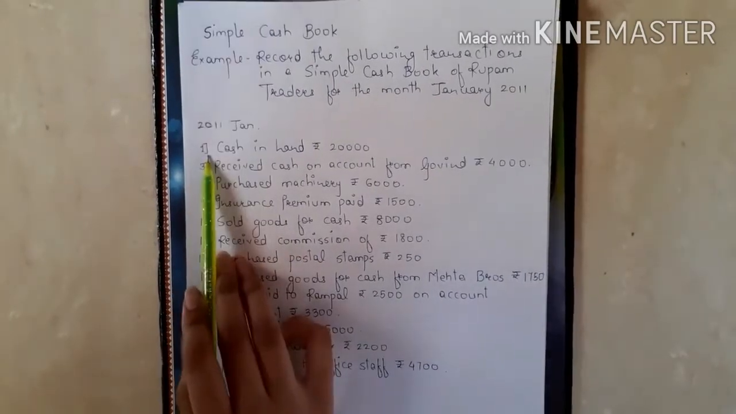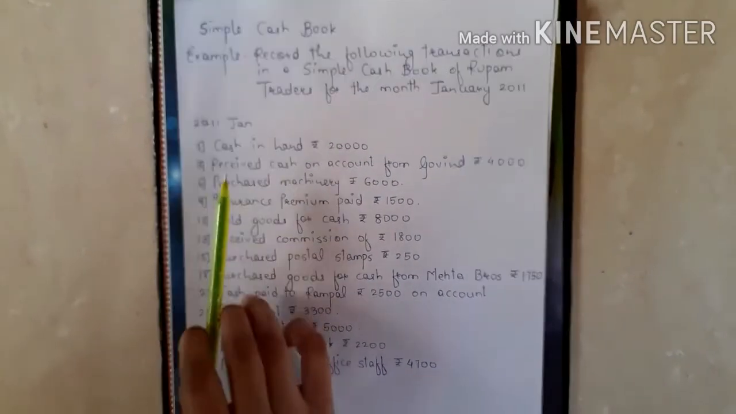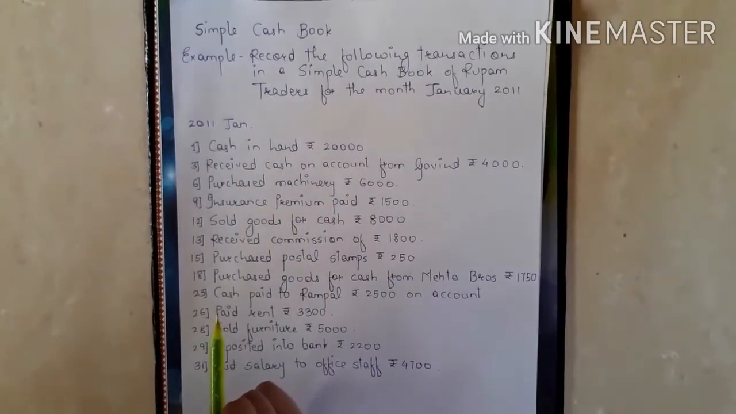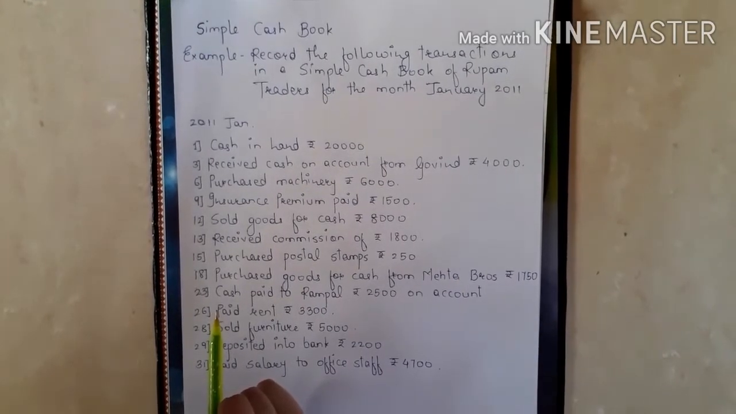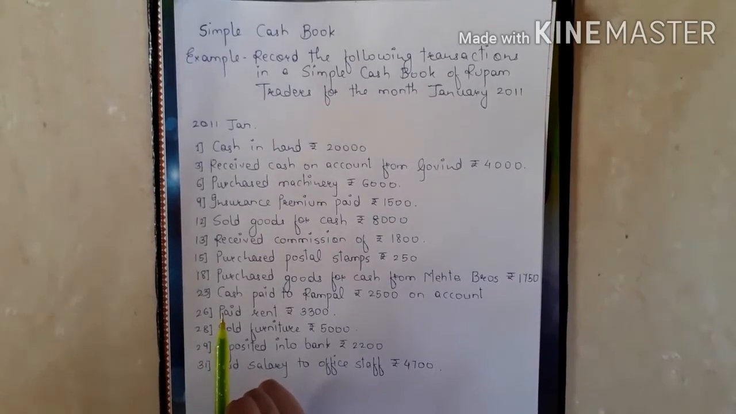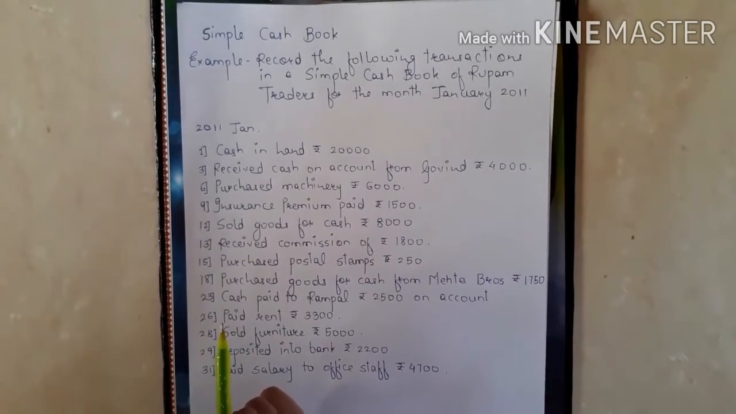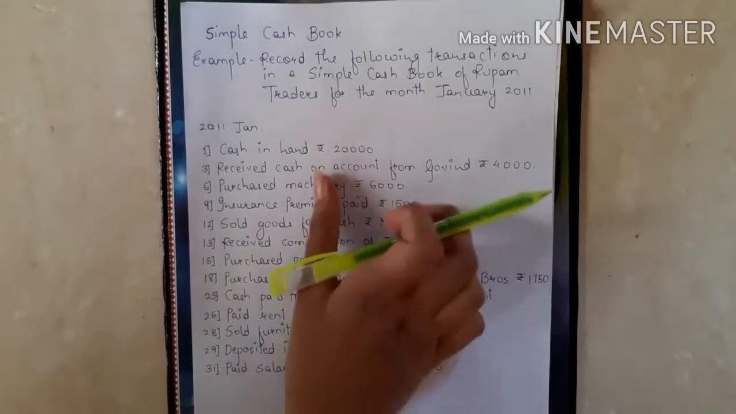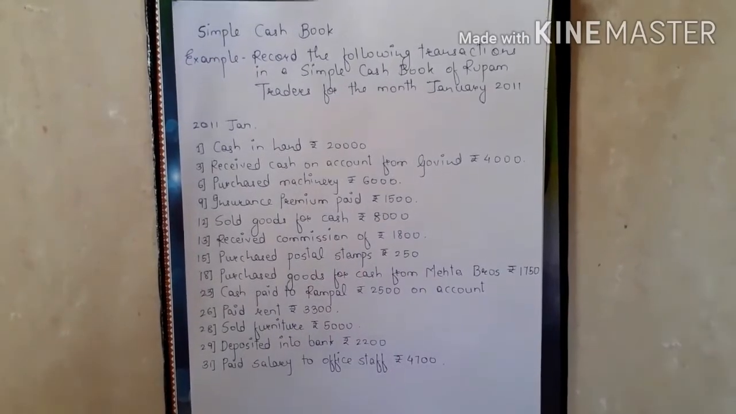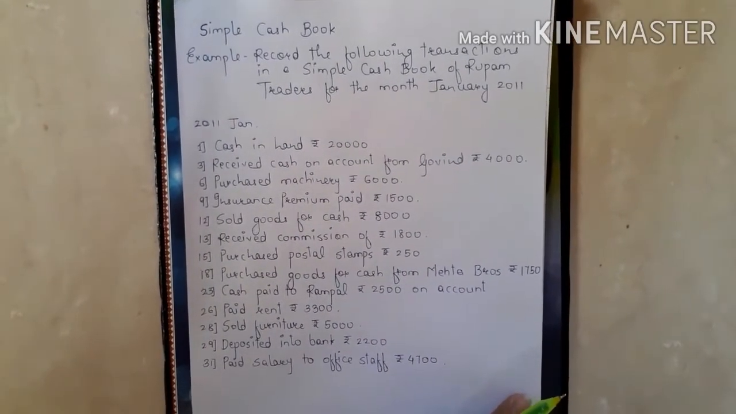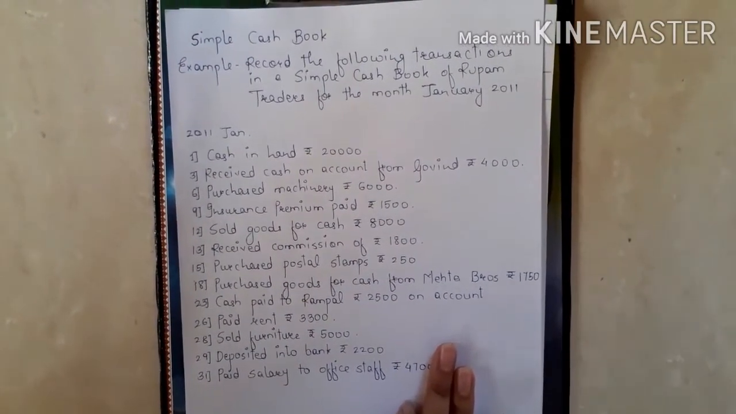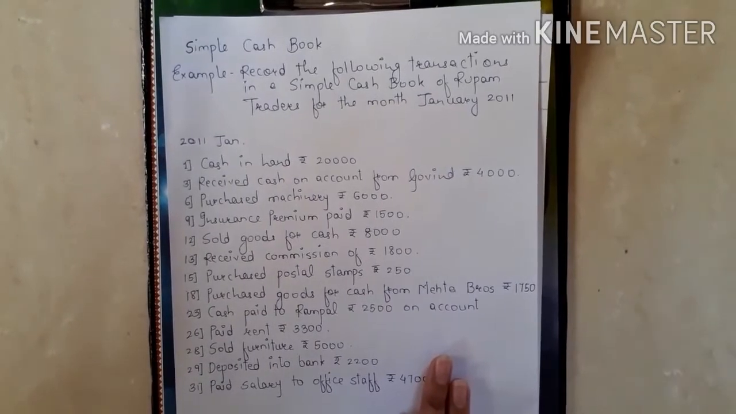So see, on 1st January, which transaction took place? Cash in hand rupees 20,000. Now what does cash in hand mean? Cash in hand is the amount that is left with the business at the end of a particular accounting period. So that is called cash in hand. So this is the amount 20,000 left with Rupam Traders at the end of the particular accounting period. That is, if on 31st March Rupam Traders' accounting period is closing, then the amount with Rupam Traders is rupees 20,000.